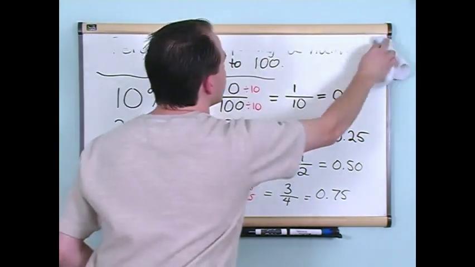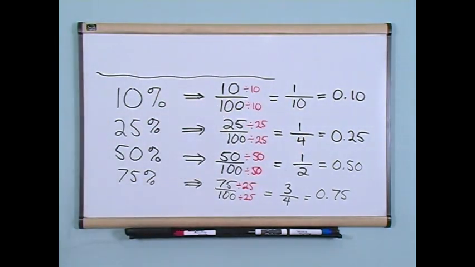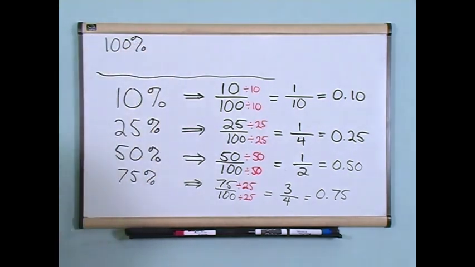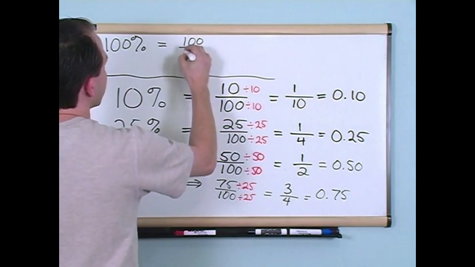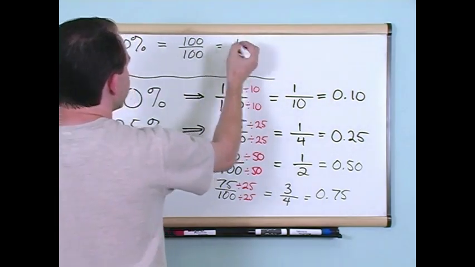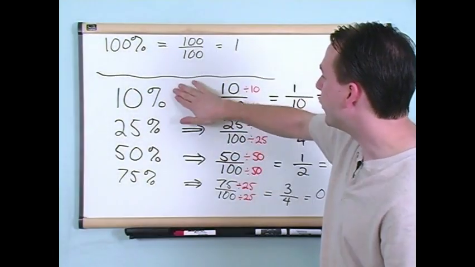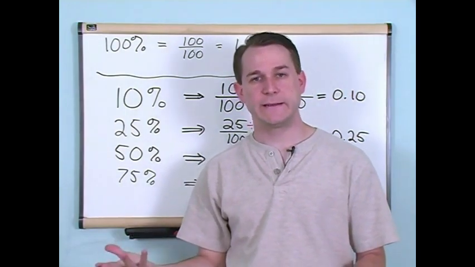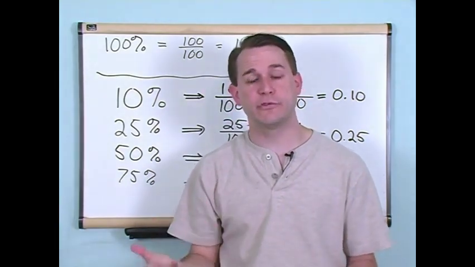Now, one more thing that I want to write. I kind of ran out of room on the bottom, so I'm going to write it up here at the top. What would 100% be? Well, in terms of a fraction, that's 100 over 100, and you already know that anything divided by itself is 1. So that's the same thing as 1. What I'm trying to point out here is that when you increase the number in terms of percent and get closer and closer to 100, you're basically comparing in terms of how close you are to 100.